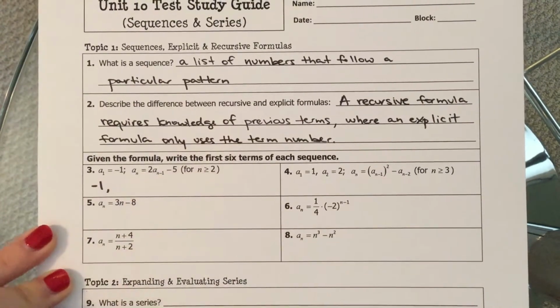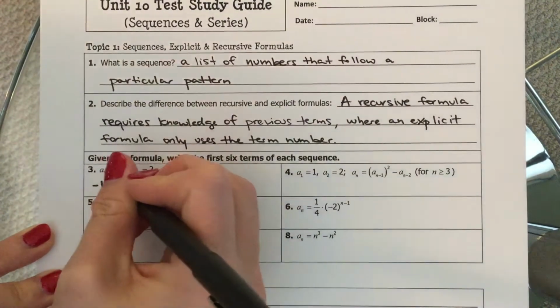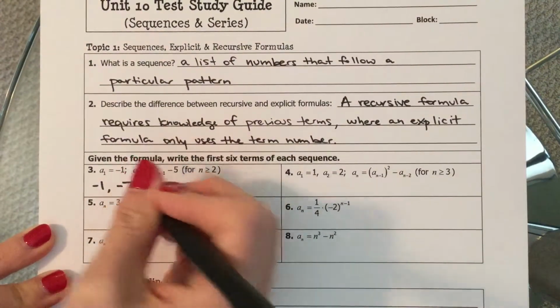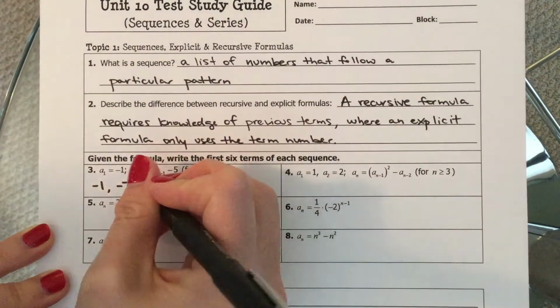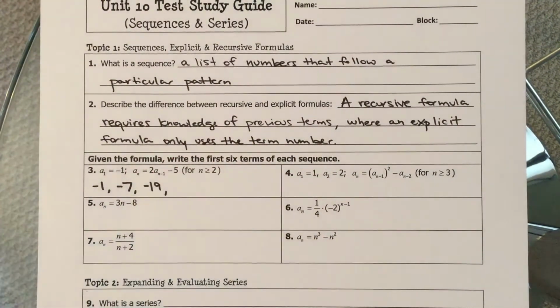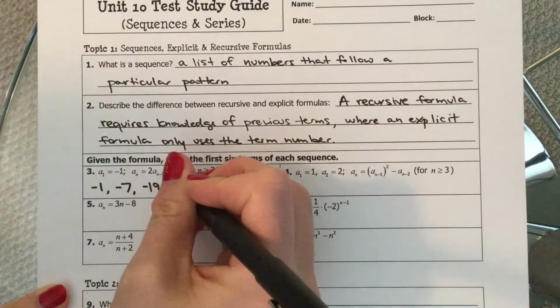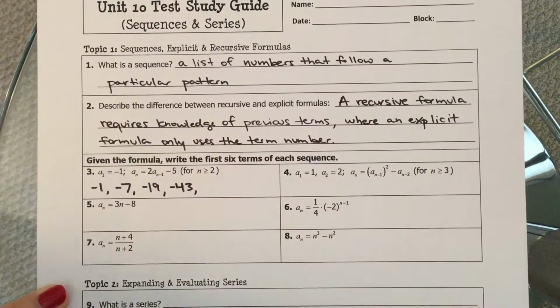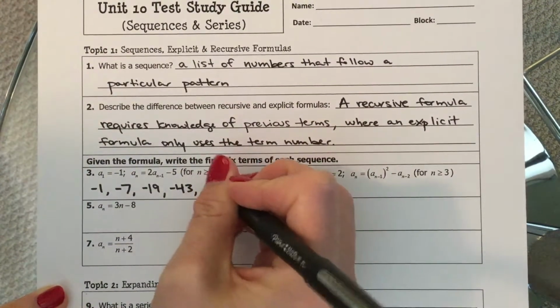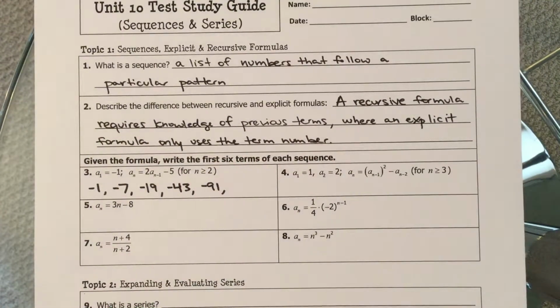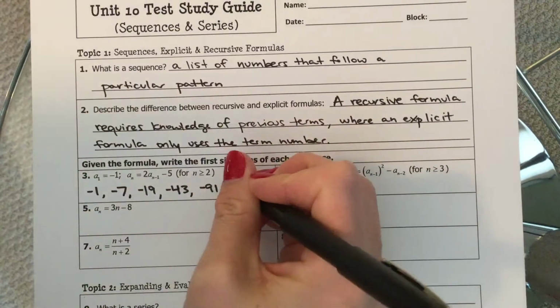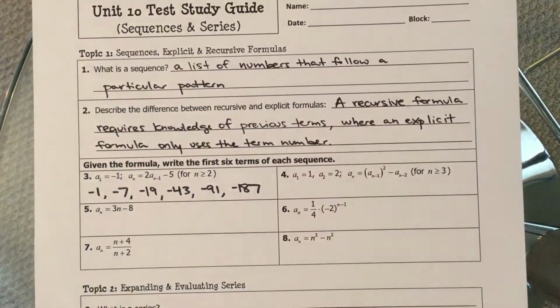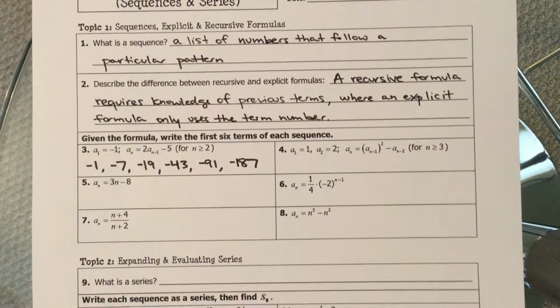So 2 times -1 minus 5 would be -7. And then 2 times -7 minus 5 is -19. 2 times -19 is -38, minus 5 is -43. 2 times -43 is -86, minus 5 is -91. And last one, 2 times -91 is -182, minus 5 would be -187. So just following that recursive formula.